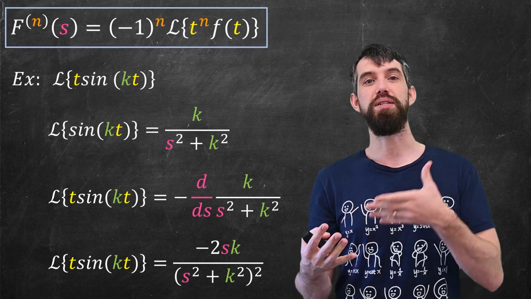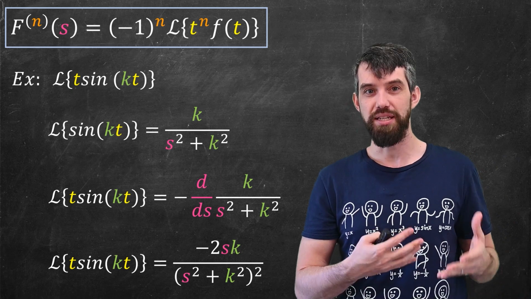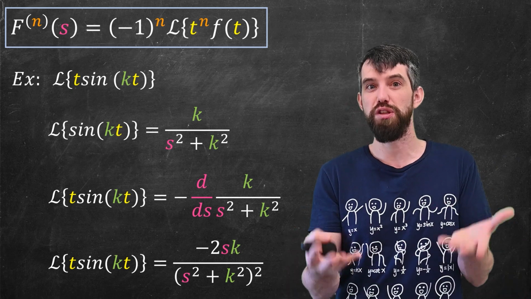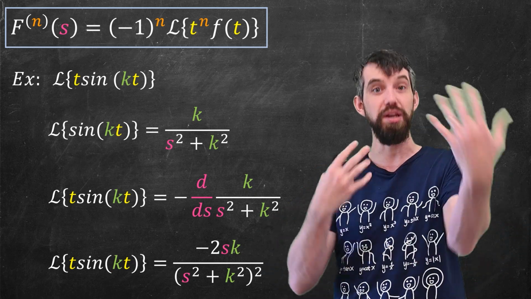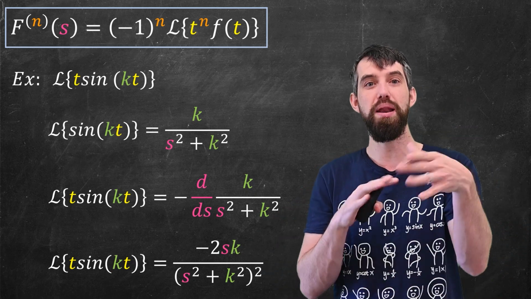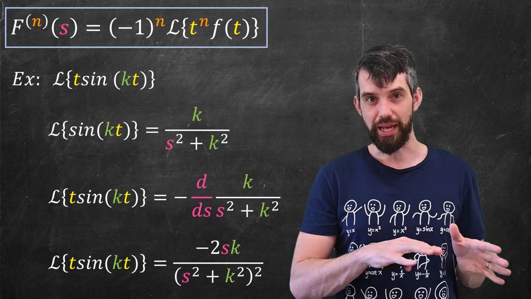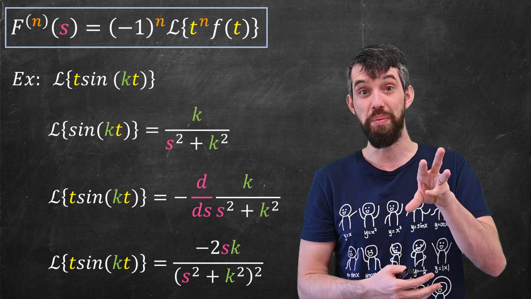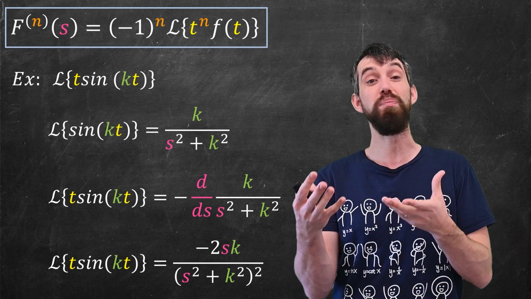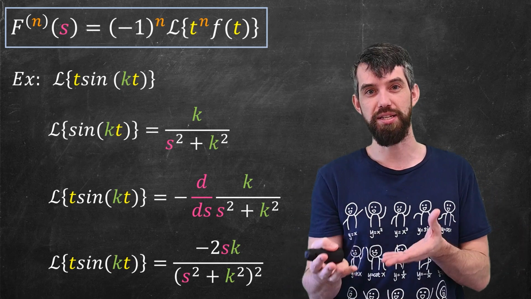Now, this example could have been done without this particular technique. Indeed, you could have just written down the definition of the Laplace transform for t times sine of kt. It would be an improper integral. You could have done some integration by parts. It would have been longer and messier, but you could have got it. Nevertheless, this technique makes it much simpler to compute the Laplace transform of a polynomial t to the n, multiplied by something that you already know, like the sine of kt.